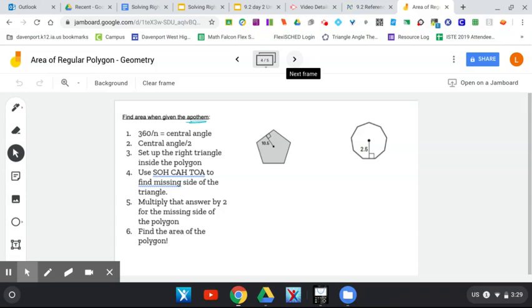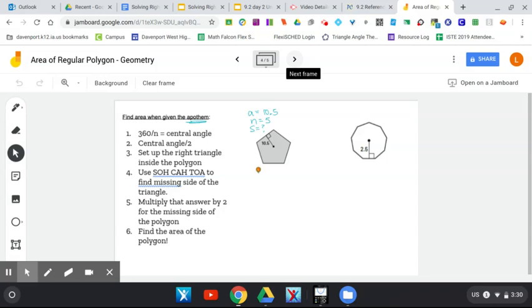So we're going to start with this first one here. Notice this time I know the apothem is 10.5. Okay, they gave me that length. The number of sides is 5, but the side length is my unknown. I know how many sides it has, but I don't know what the length of each of those sides is.